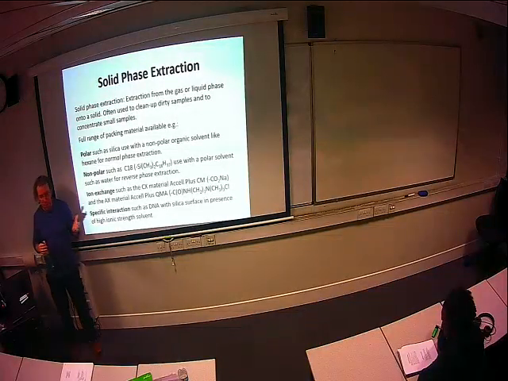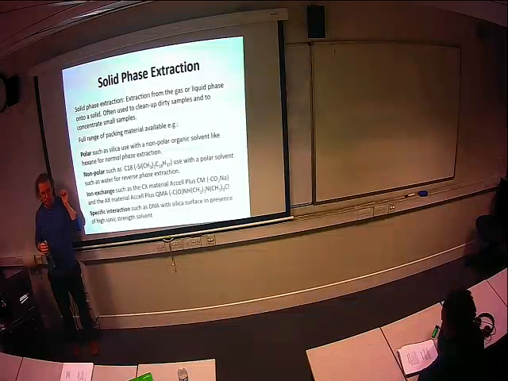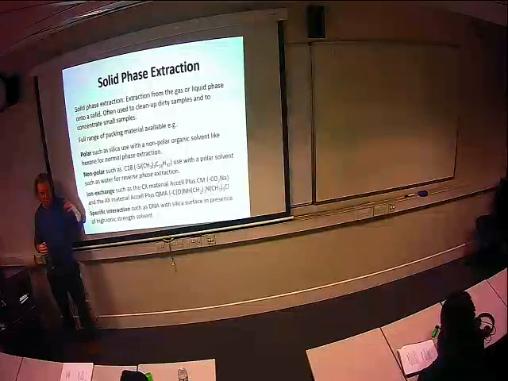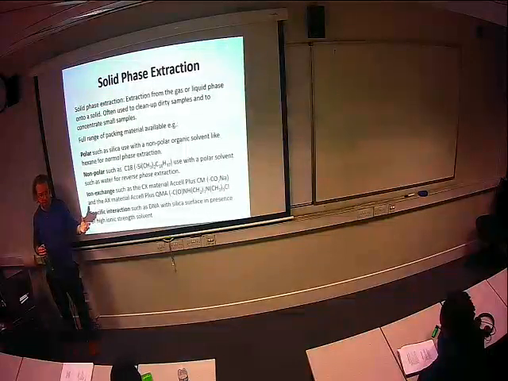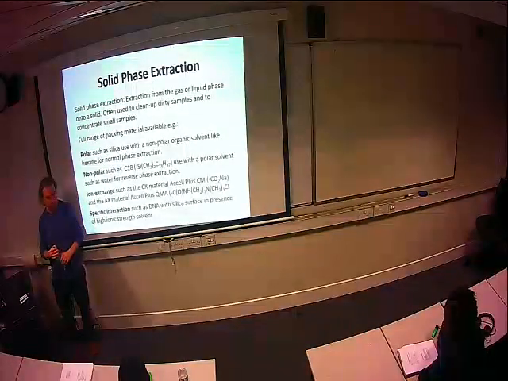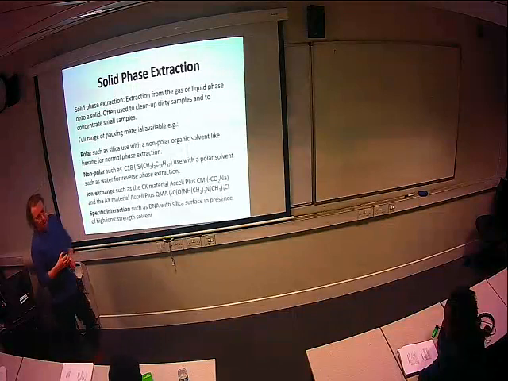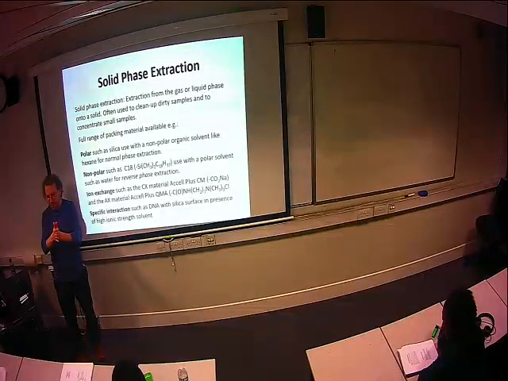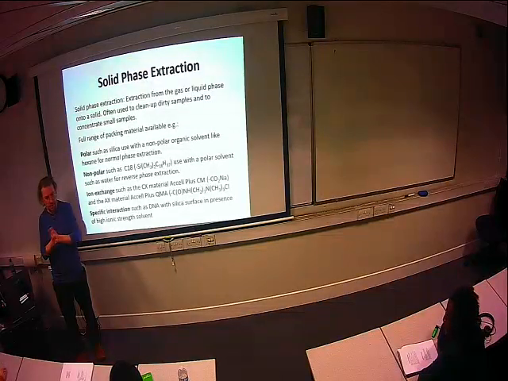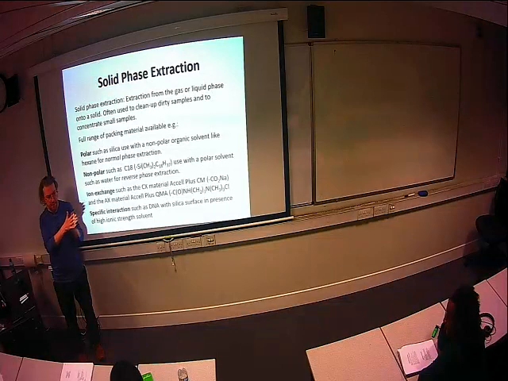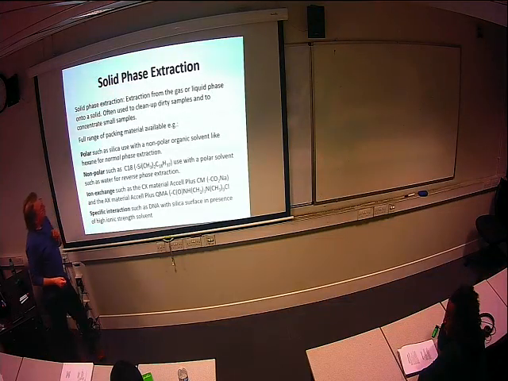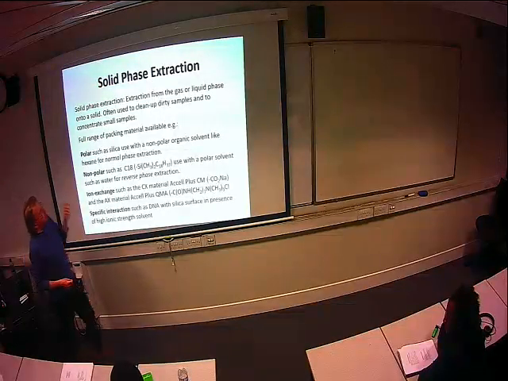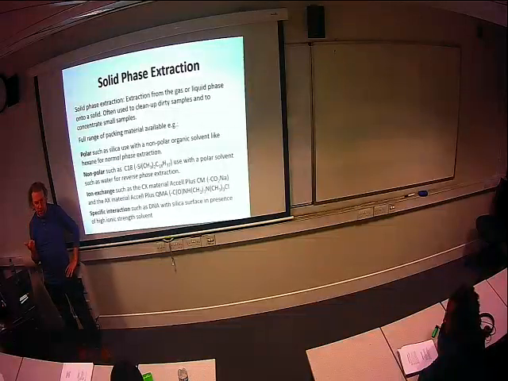But what you have is a solid material which has some kind of absorbent properties, and different types of material can be used to absorb different types of molecule. What's happening here is you're going to have non-covalent interactions between the sample molecules that we're trying to isolate and the surface of this solid material. It's most commonly used with liquid samples.